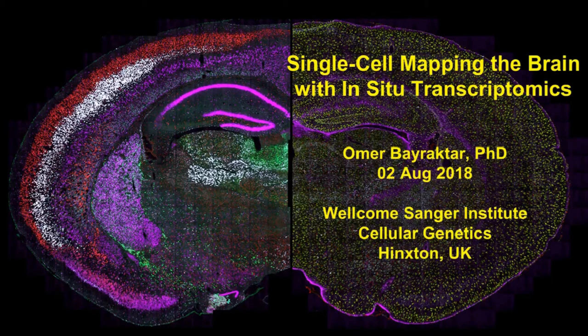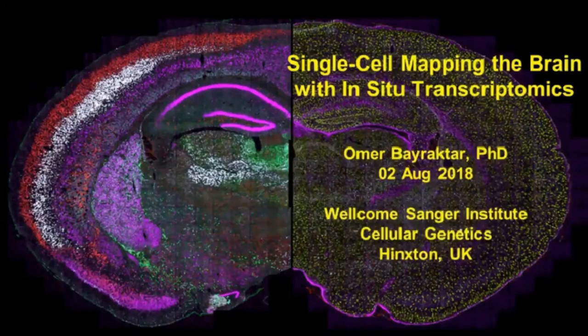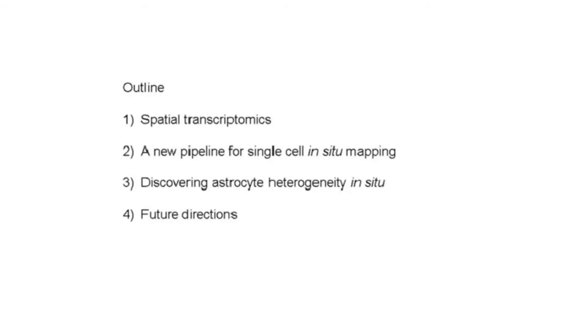Thank you very much for the invitation, Sean. As Sean introduced me, my name is Omer Bayraktar, and I'm a new group leader at the Wellcome Sanger Institute at Hingston in the UK. I'm interested in exploring the cell type diversity in the brain, and today I'll tell you about my work on this area using new in situ spatial transcriptomic methods that allow mapping gene expression across tissues in situ.